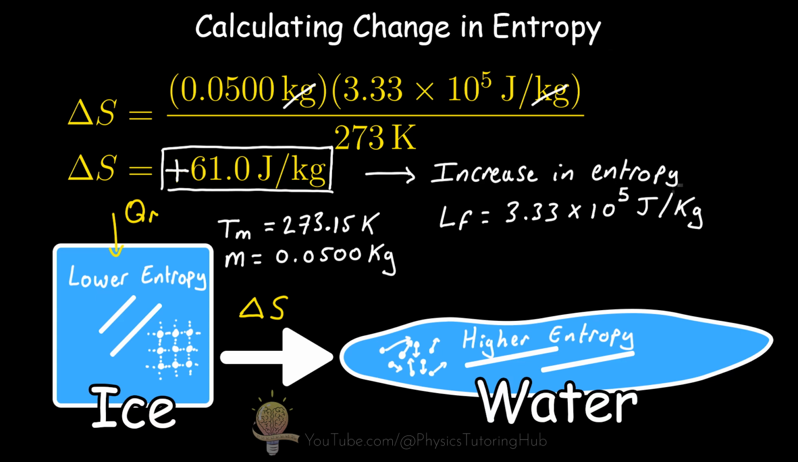Now, when we're doing calculations like these, we must remember that systems can have positive or negative entropy changes depending on whether heat is transferring into or out of the system. But the change in entropy for the system and the environment combined will always be positive for real, irreversible processes. And we'll cover this in the next lesson.